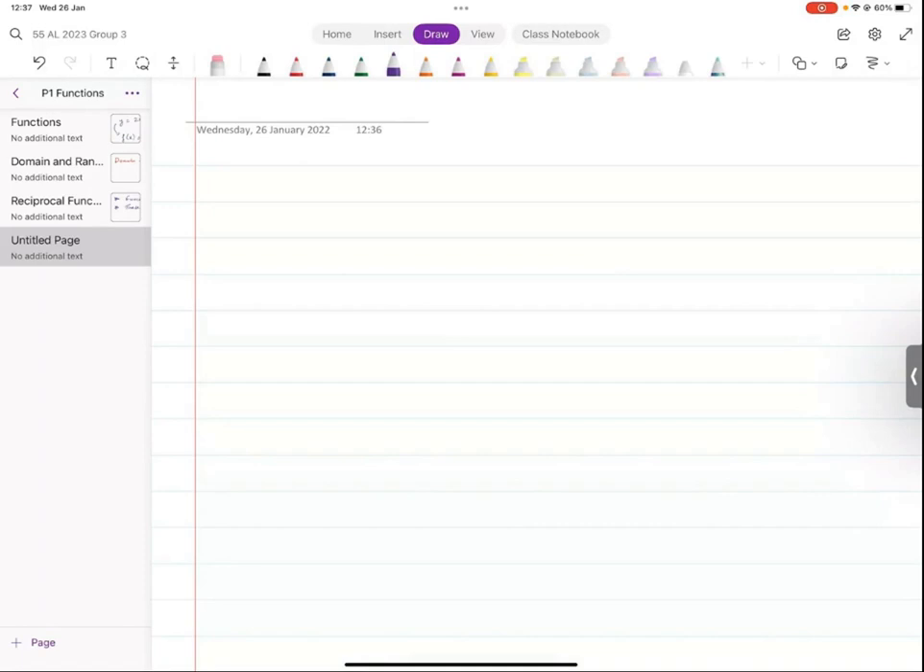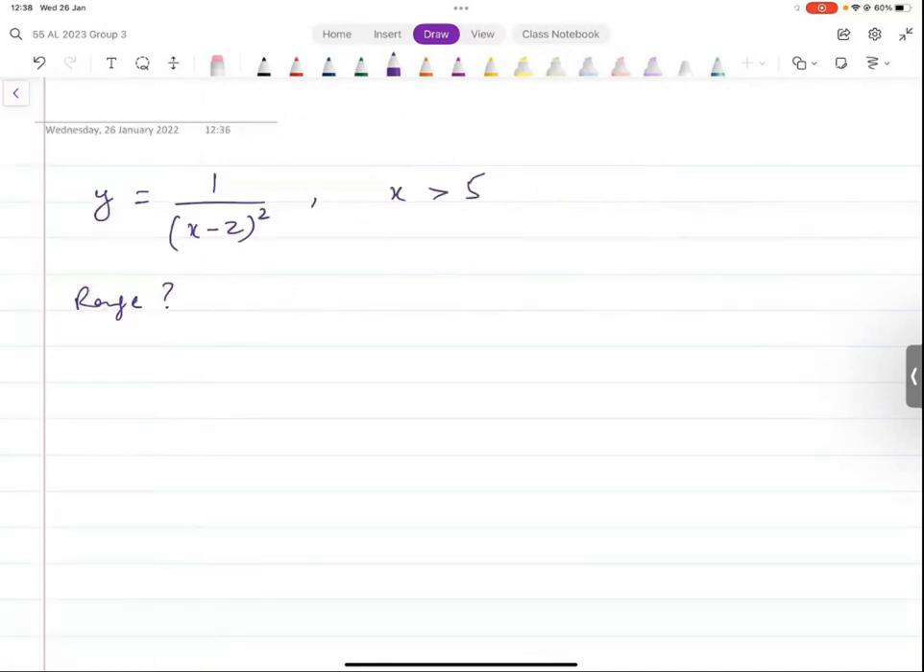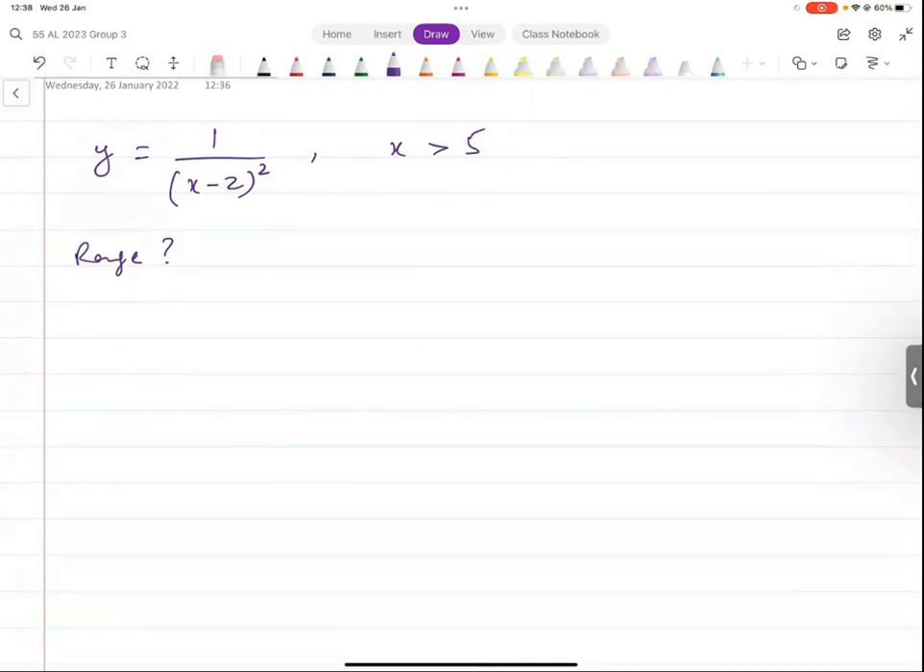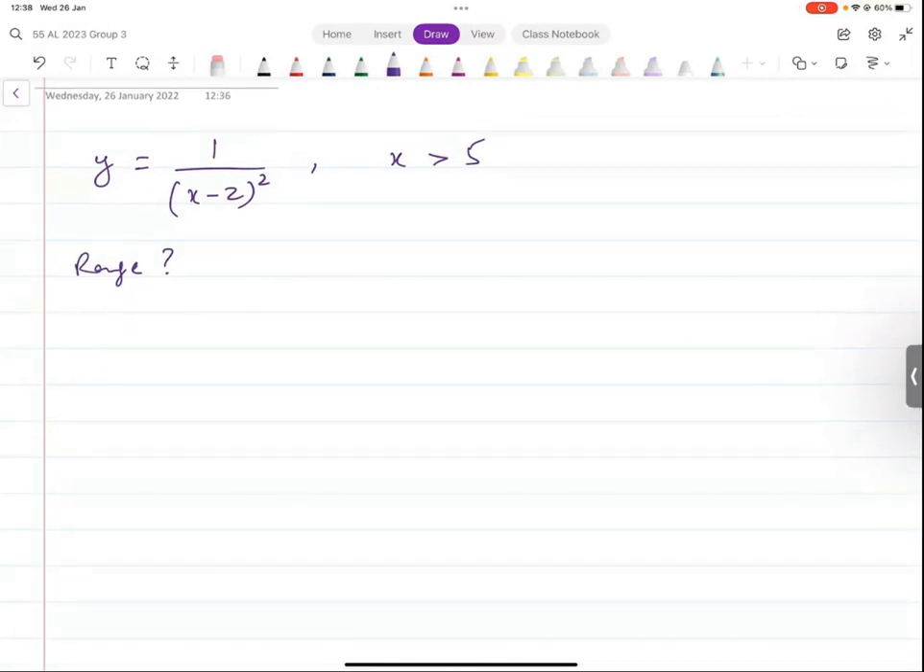Let's say you have y equals 1 over x minus 2 whole square, and the domain that you're given is x greater than 5. And now you need to find the range of this function. इसकी range निकालनी है. How do you do this? Again, you have to think of the end points. Domain के end points आपने देखने हैं, ठीक है. Domain के end points क्या हैं? 5 से लेकर infinity तक, right? That's what the domain is.